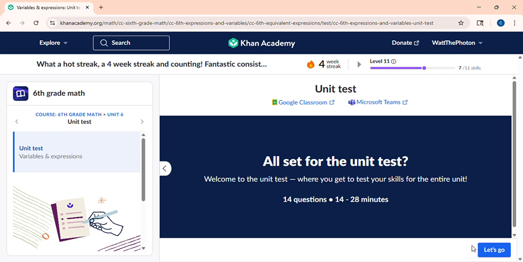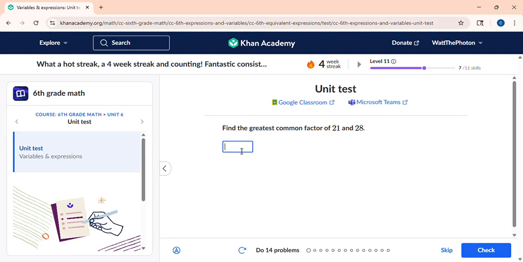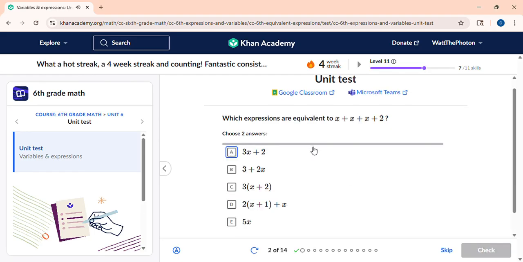Oh, now this is unit 6. Greatest common factors, so that's 3, of single greatest common factor. I think that's 7. Right, 14 doesn't work. There you go. Which expressions are equivalent to 3x plus 2?